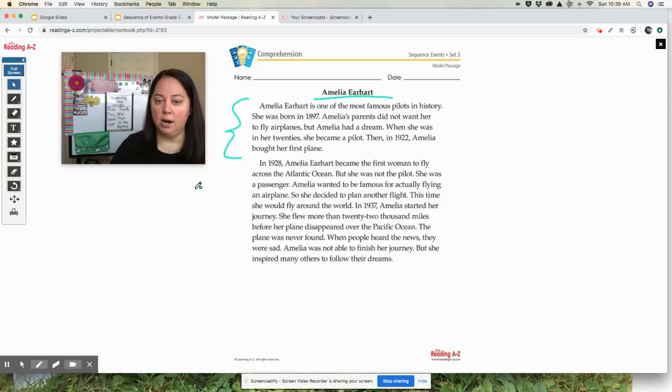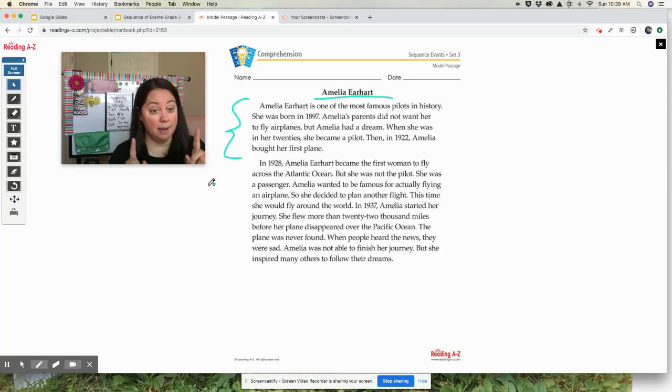Amelia Earhart is one of the most famous pilots in history. She was born in 1897. Amelia's parents did not want her to fly airplanes, but Amelia had a dream. When she was in her 20s, she became a pilot. Then, in 1922, Amelia bought her first plane.